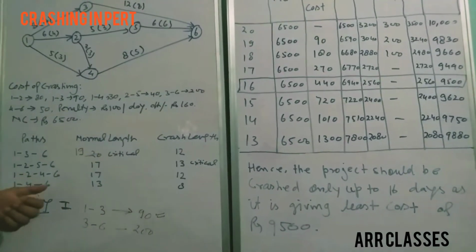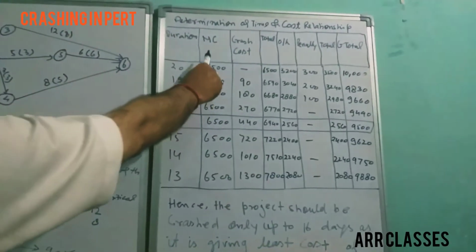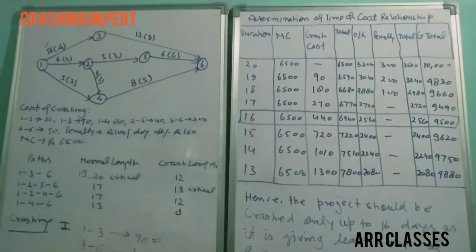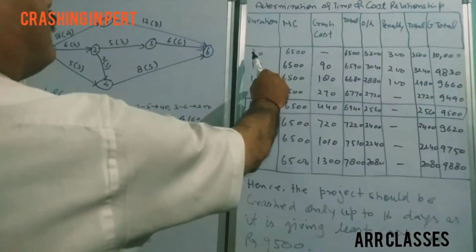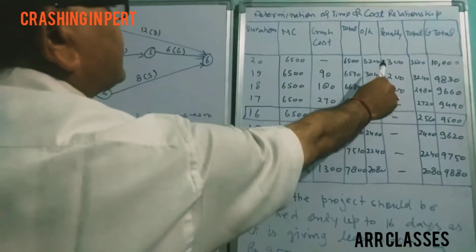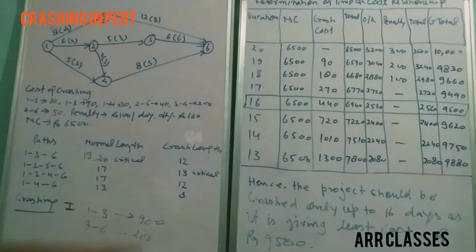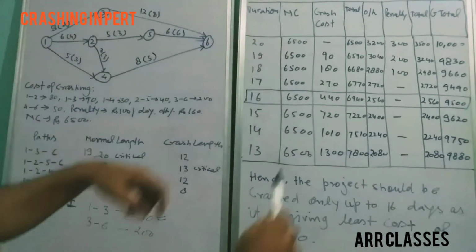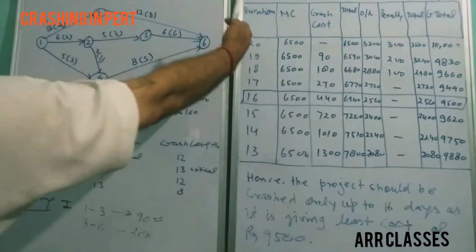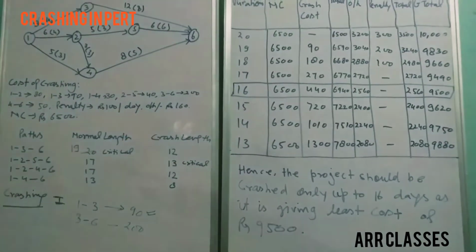Prior to doing this, at 20 days we have calculated, taking normal cost into account, then crash cost and overhead expenditure for 20 days at the rate of 160, and since it is 3 days more than 17, the penalty at the rate of rupees 100 comes out to be 300, and the total is 10,000. That's how we can calculate. So this is all calculation here. I will not go into the detail of these, but I'll show you how to crash it.